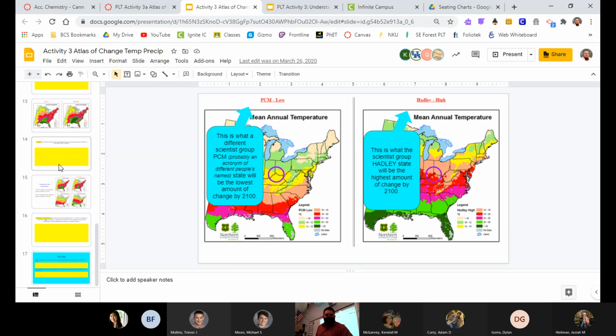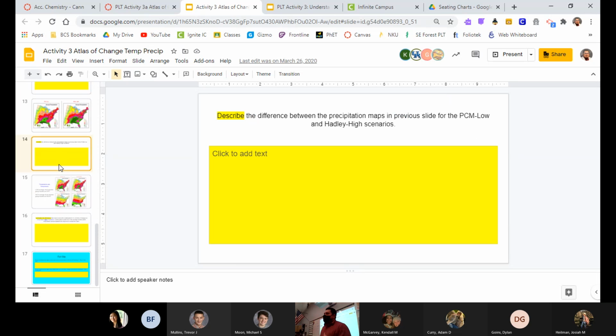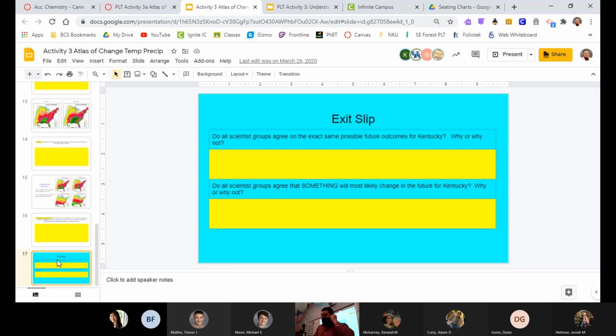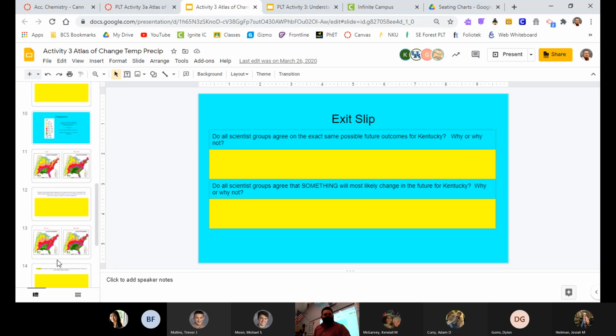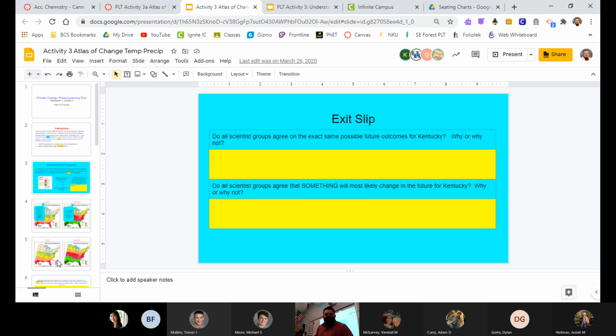Not a lot. Just because the boxes are big doesn't mean you have to write a paragraph or anything. Just answer the question. There is an extra slide at the end about whether all scientists agree that something will happen. We have about 10 or 11 minutes to work on this. It might be a little bit of homework tonight. You can work on it tomorrow.